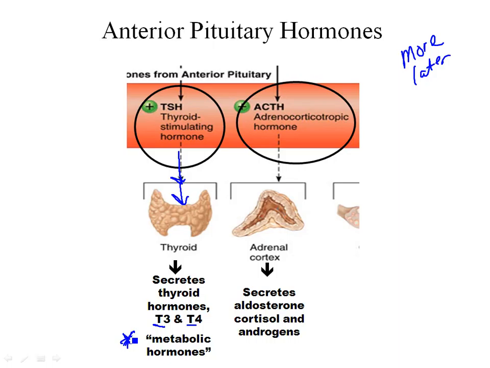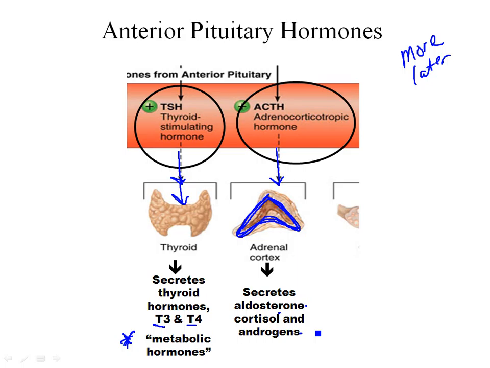ACTH, or adrenocorticotropic hormone, travels from the anterior pituitary through the blood to the cortex of the adrenal gland. And if you guys took 201, you know where the adrenal gland is. You better. It's right above the kidneys. So there's one on each side. You have the little adrenal gland, the cortex, that outer section, and it causes the adrenal gland to secrete aldosterone, cortisol, and androgens. And we're going to talk about what those do as we move on through 202.